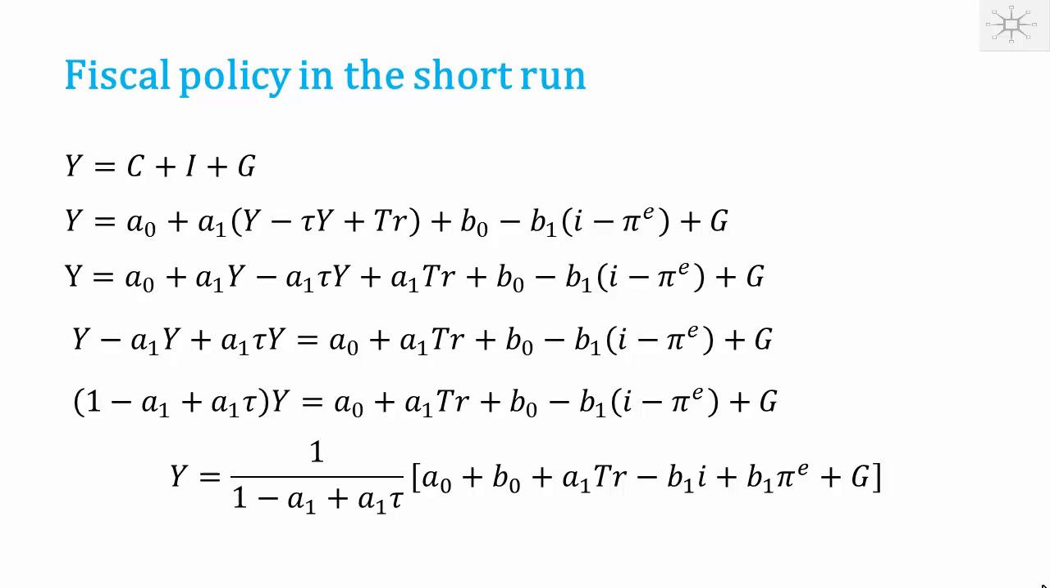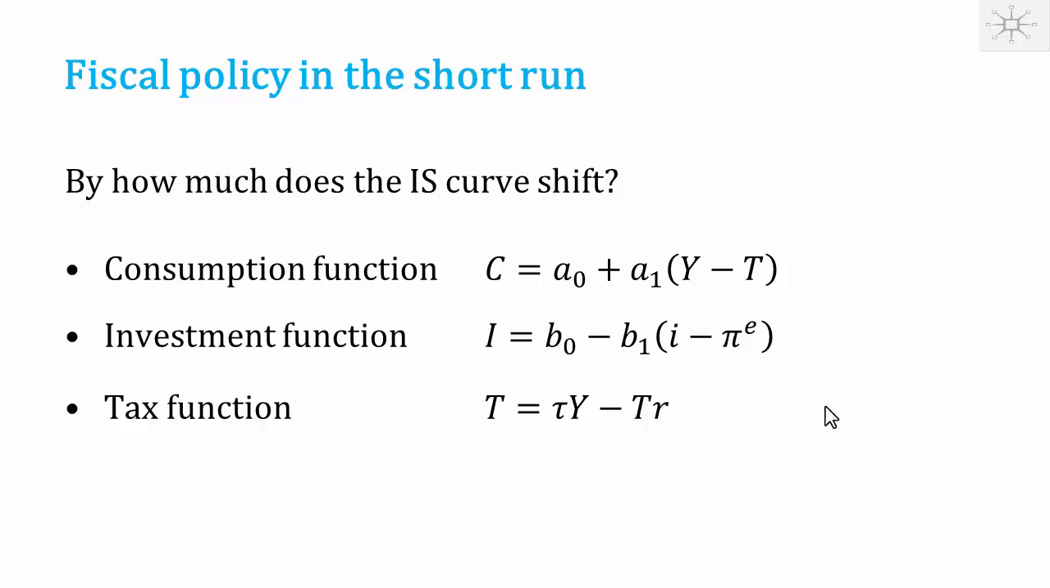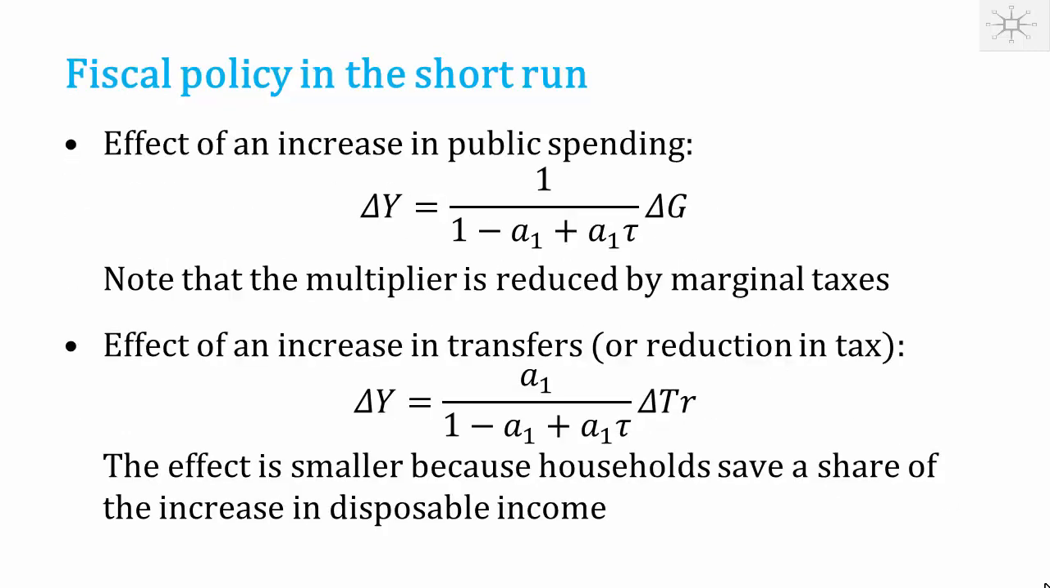And if we go back, we see that a1 was the marginal propensity to consume. That is how current income affects consumption. So that is a number which is smaller than 1. And since 1 minus a1 is positive and a1 times tau is positive, the multiplier is positive, and its value will depend on these parameters. And we see that the higher the marginal tax, tau, the lower is the multiplier.